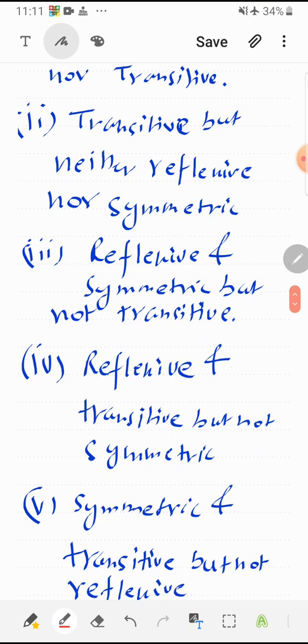Now sometimes students try to find these kinds of relations with the help of set builder form, but I strongly recommend try to answer these questions in roster form. That is quite easy, and it is never mentioned that you have to give the answer in set builder form. So you have to tell the relation, whether it is in set builder form or roster form.